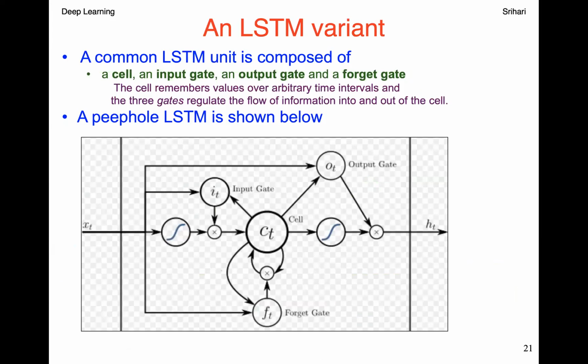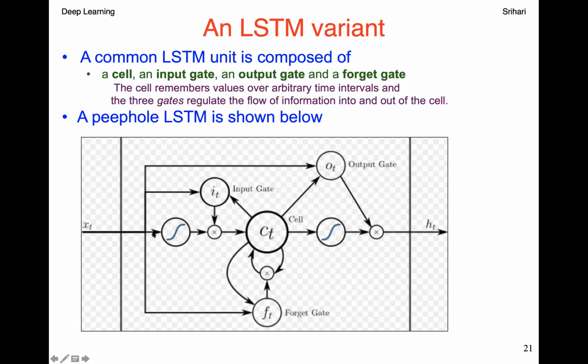Before moving on, I found a different diagram on the Wikipedia page on LSTM, so I thought I'd share it with you here. A common LSTM unit is composed of a cell, an input gate, an output gate, and a forget gate. So there is a cell, CT, called the cell here, and then there is an input gate, a forget gate, and an output gate. And what are these here? This is a sigmoid over here, and this is a sigmoid over here.